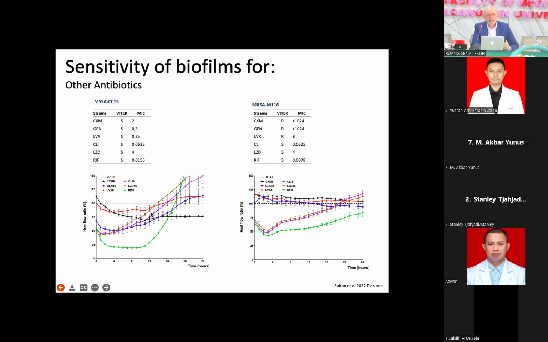This is another strain, and here, this is an MSSA, which is sensitive towards rifampicin, but it became resistant after a while. And here you can see the different classes of antibiotics where there is an effect, but they don't kill them. The concentration of antibiotics used in this assay are the maximal concentration that is allowed in humans.